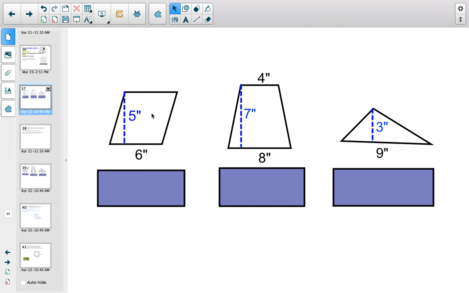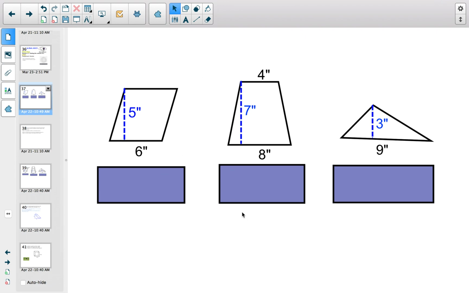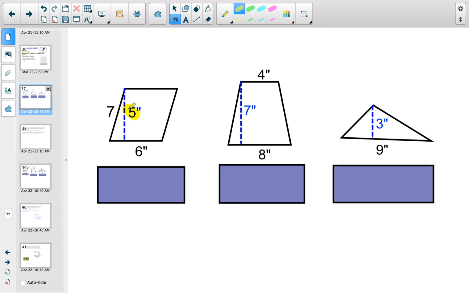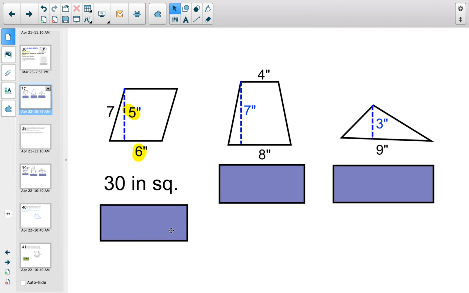So this is a parallelogram. How do we find the area of a parallelogram? Well, I believe that it's base times height. So base is 6, the height is 5. Some problems like this, you might even get a number like, let's say a 7 right here. That 7 is just there to mess you up. So we want to focus on the 5 and the 6. We multiply them together, base times height, because this is the one where we move the triangle. That area is going to be 30 inches squared.